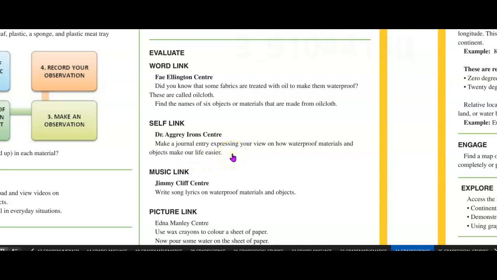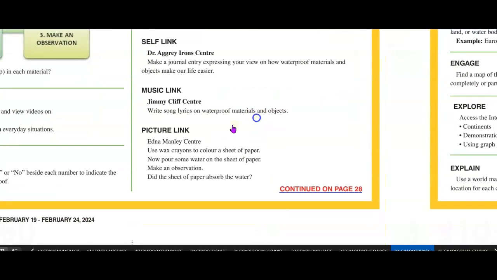Can you imagine a farmer not having a water boot? Music link, from the Jimmy Cliff Center. Write song lyrics on waterproof materials and objects. The picture link from the Edna Manley Center. Use wax crayons to color a sheet of paper. Now pour water on the sheet of paper. Make an observation. Did the sheet of paper absorb the water?